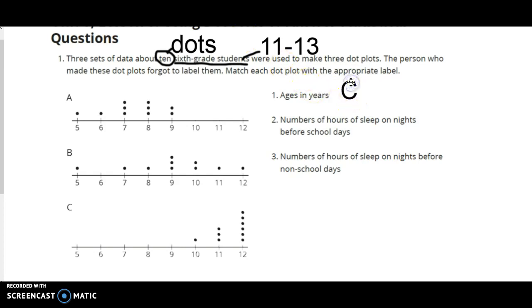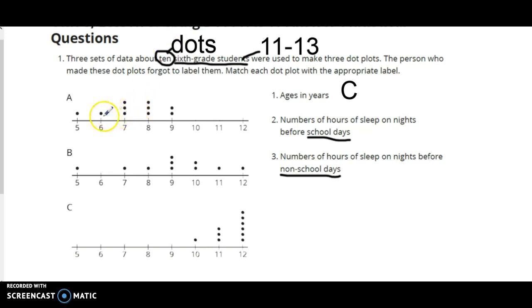2, number of hours of sleep on nights before school days. 3, number of hours of sleep on nights before non-school days. So you want to think for a second, do you get more sleep before a school day or a non-school day? Turn and talk to your partner. All right, come on back. So hopefully you discussed that you get more sleep on non-school days.